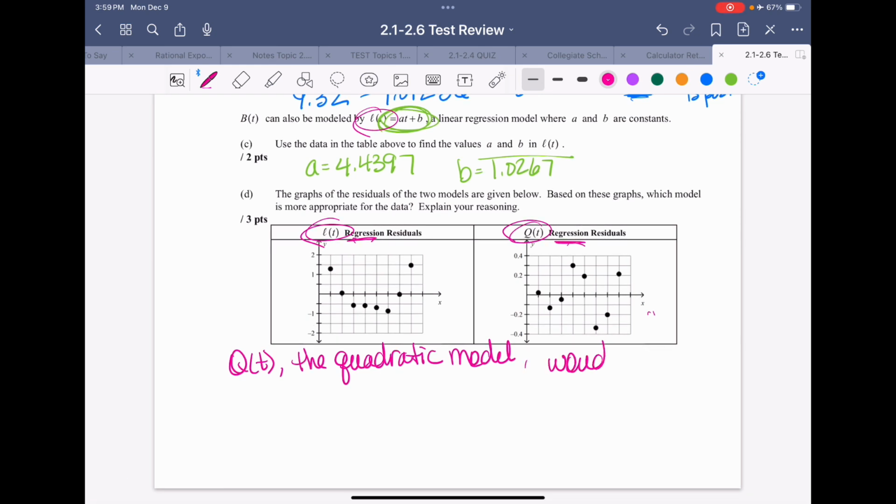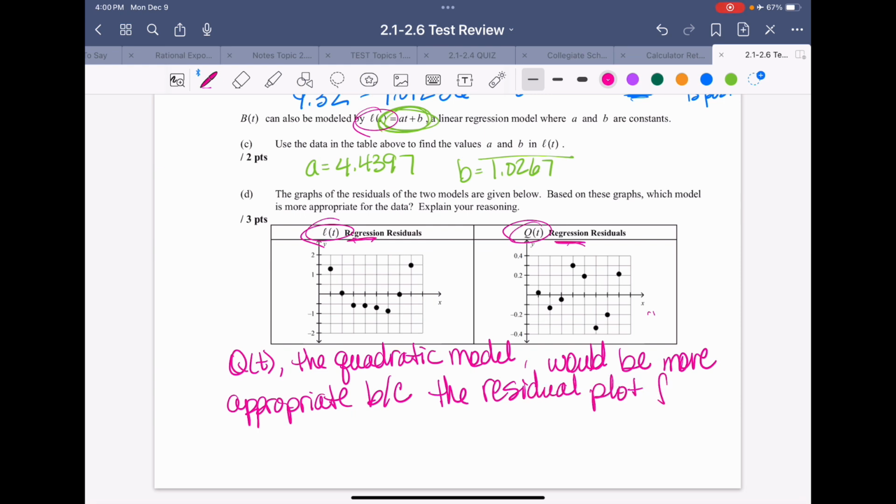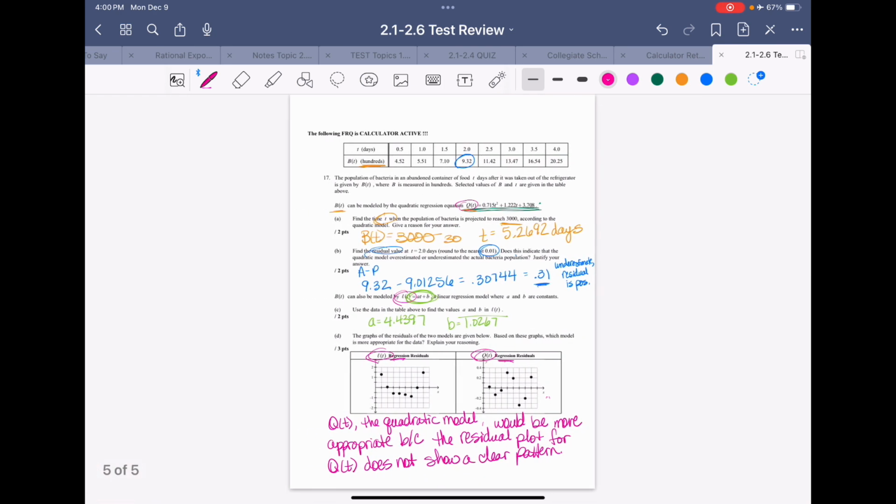would be more appropriate because the residual plot for Q of t does not show a clear pattern. Okay, and there we go.